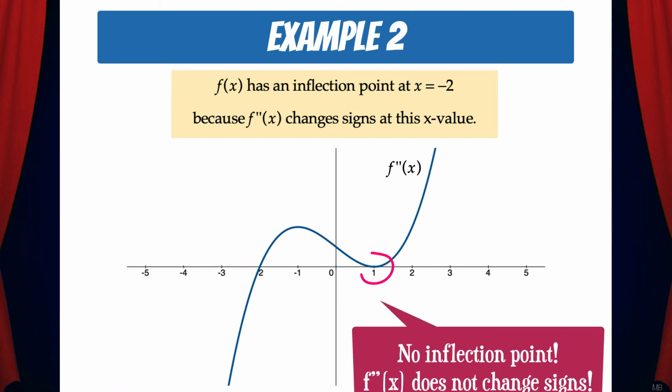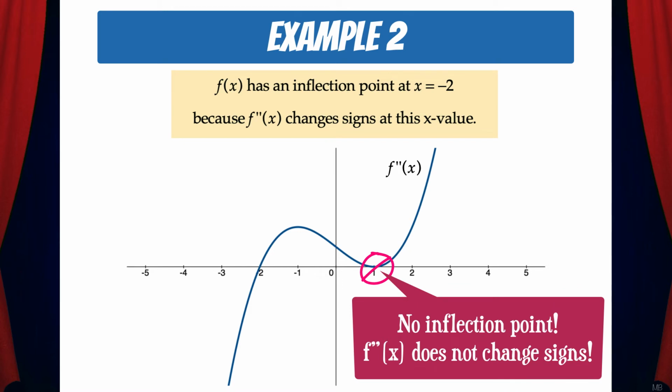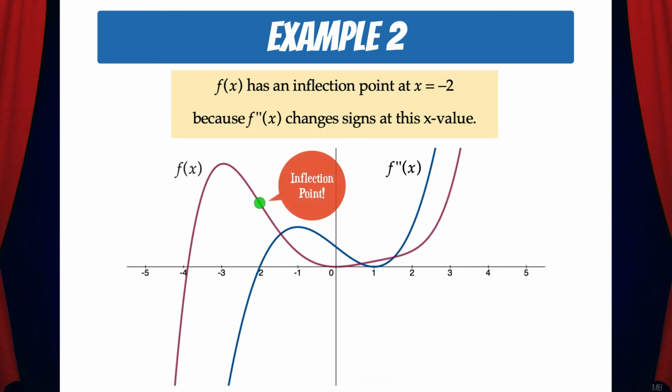And don't be fooled, f of x does not have an inflection point at x equals 1. Even though f double prime of x equals 0 at x equals 1, f double prime of x does not change signs at this x value, so there's no inflection point at x equals 1 on the graph of f of x. Here's the graph of f of x, which will help us see this visually.